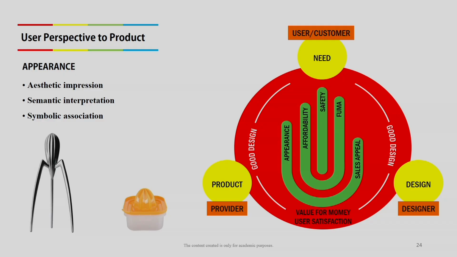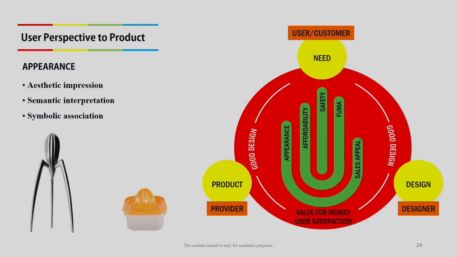Now, we will discuss the user perspective to product. So, there is a need, and the designer will design the product and the provider will provide the product. Yes, the product is there in the market, but whether it is a good product or not, that the consumer will decide based on some criteria, and these criteria are appearance, affordability, safety, FUMA and sales appeal. So, let us discuss appearance.